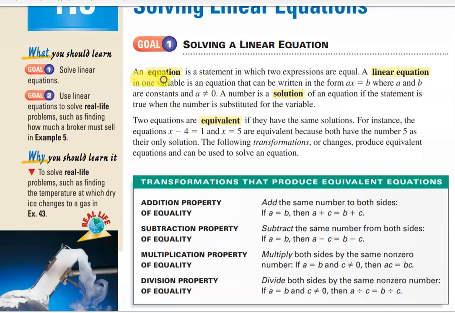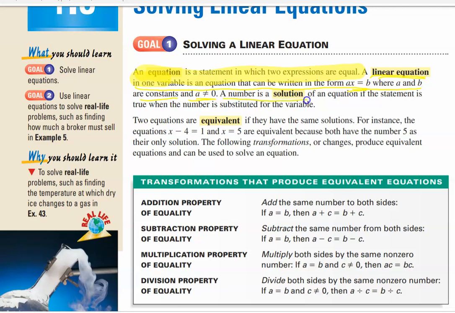an equation is a statement in which two expressions are equal. A linear equation in one variable is an equation that can be written in the form ax equals b, where a and b are constants and a is not equal to 0. Constants mean numbers like 1, 2, 3, 0.5, 0.6, square root of 7.